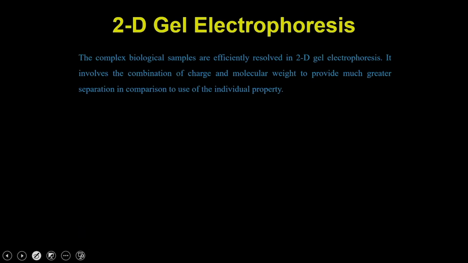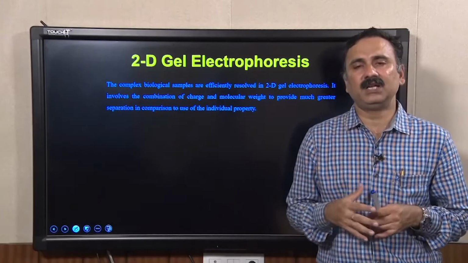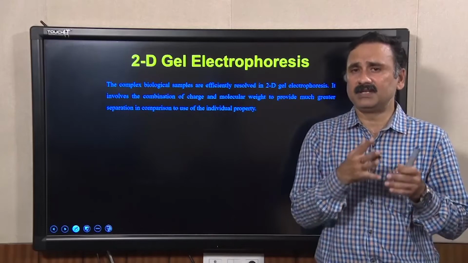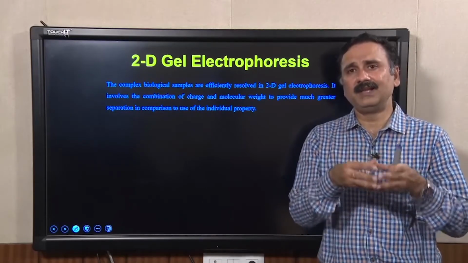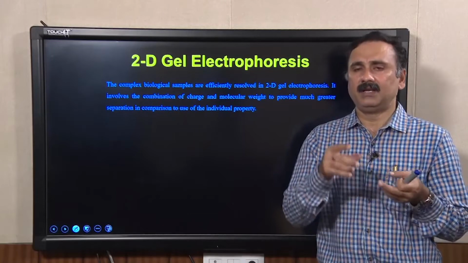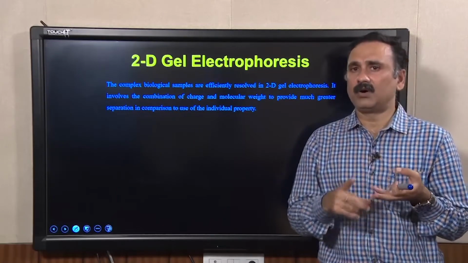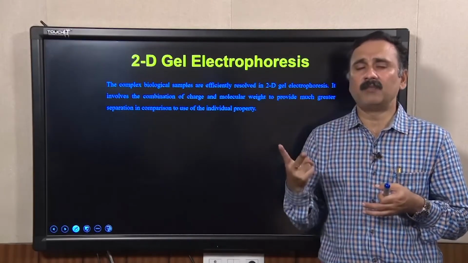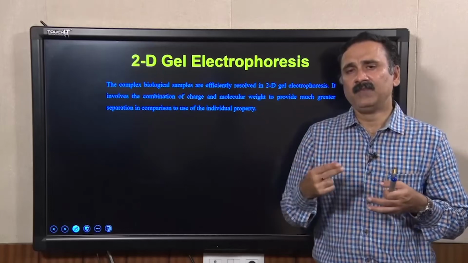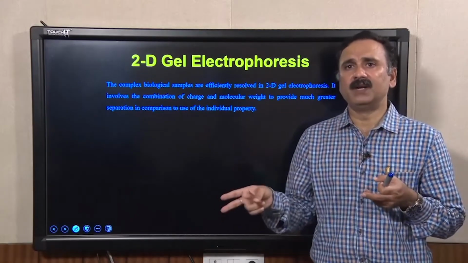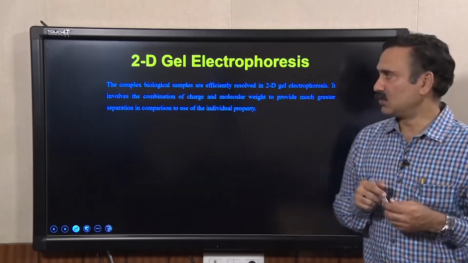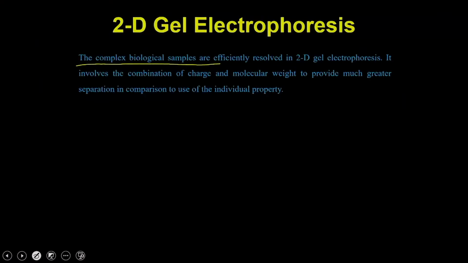Now, let us move on to the next topic, and that is two dimensional gel electrophoresis, because so far we were discussing only gel electrophoresis, but that always utilizes one property, either the charge or the mass or the combination of charge by mass, but it was not utilizing two properties to resolve the samples. If you utilize two properties to resolve the samples, then it is called two dimensional gel electrophoresis. So, complex biological samples are efficiently resolved in 2D gel electrophoresis.